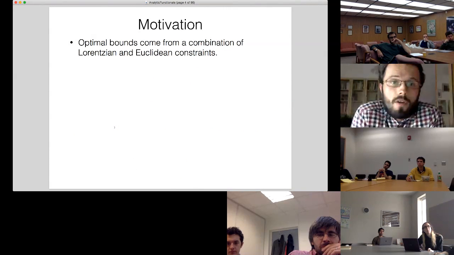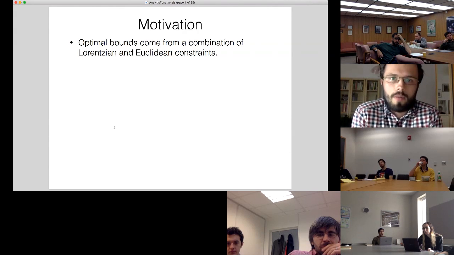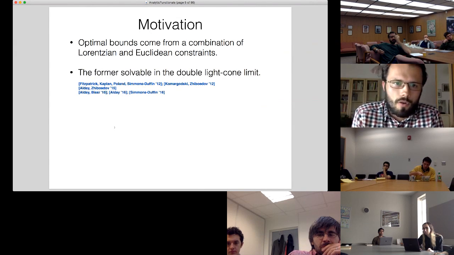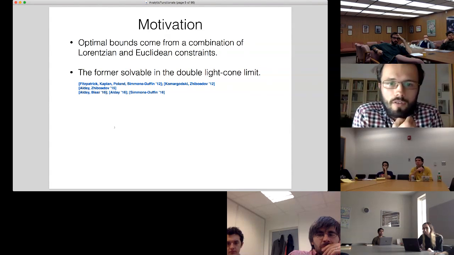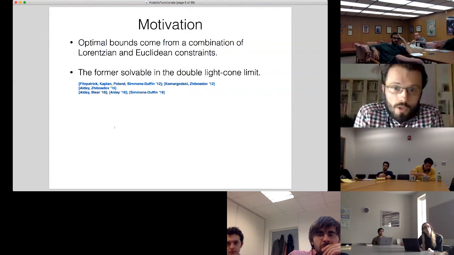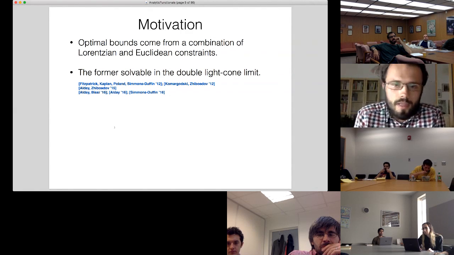So what do we already know about the origin of the optimal bootstrap bounds? Well, it seems likely that the optimal bounds coming from bootstrap come from some intricate combination of constraints from both the Lorentzian and Euclidean signature. The former, the Lorentzian constraints, can be solved analytically and systematically in the so-called double light cone limit, which has been achieved by a number of authors. I will not have much to say about this, unfortunately, but I think it is possible that there are some interesting interplays with what I'm going to talk about.